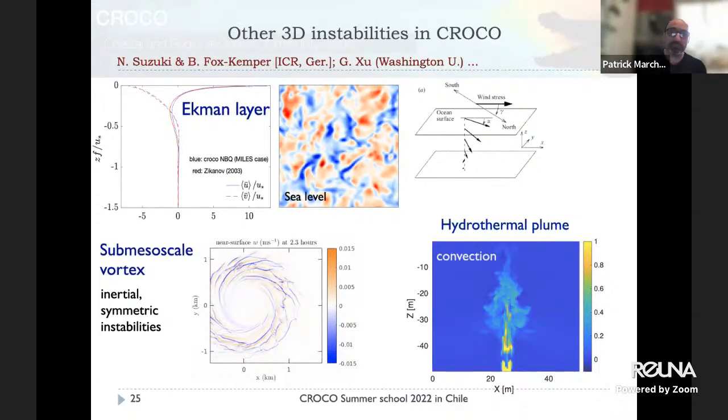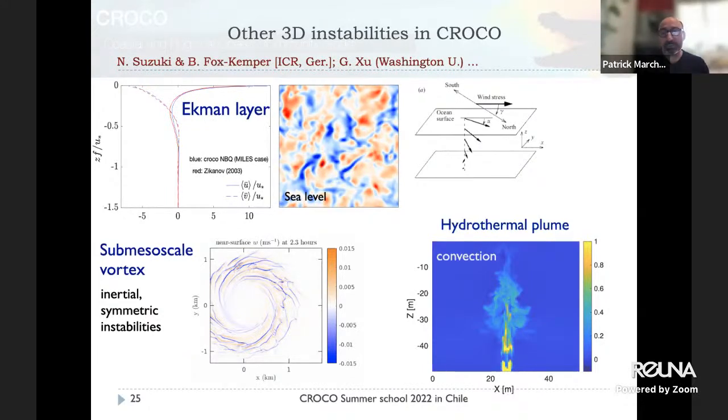And in this case, you have, of course, a Coriolis force. Therefore, the currents that are generated tend to rotate with depth. And we could show that CROCO could reproduce the Ekman layer very well. Another kind of problem was the case of a sub-mesoscale vortex that would be unstable to inertial or symmetric instabilities. This is something that is being done at the moment, that has just been initiated, but it seems to give some very interesting results also.